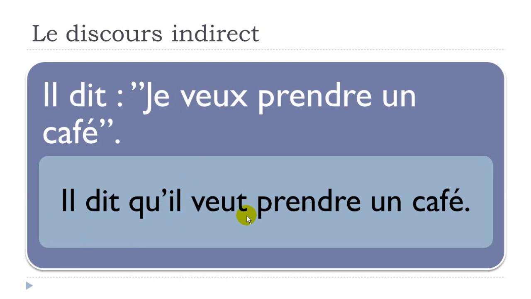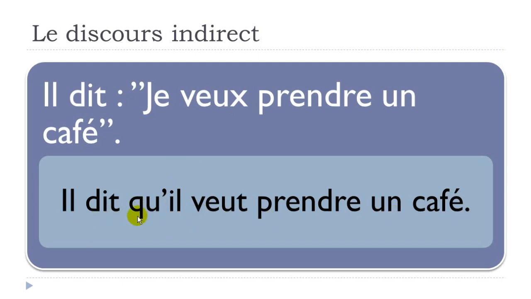The verb should be at the third person, so have a look here. First person it's with x at the end, third person is with t at the end. Prendre un café, well, it doesn't change. So normally it's the subject and the verb that will be affected if they are, okay? So in that case, il dit qu'il veut prendre un café.